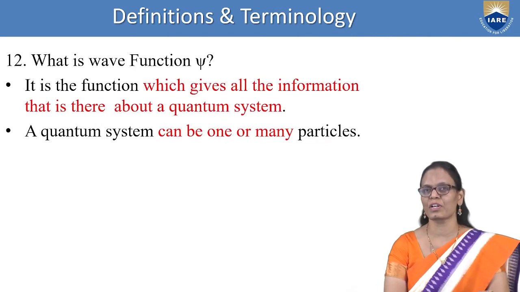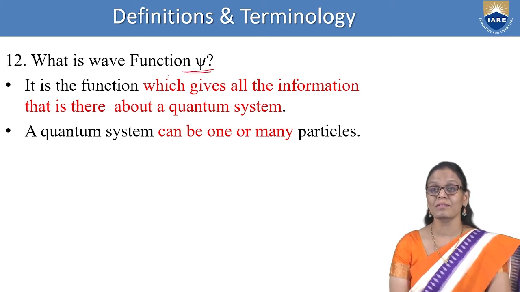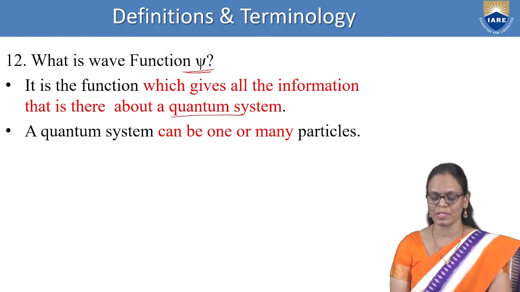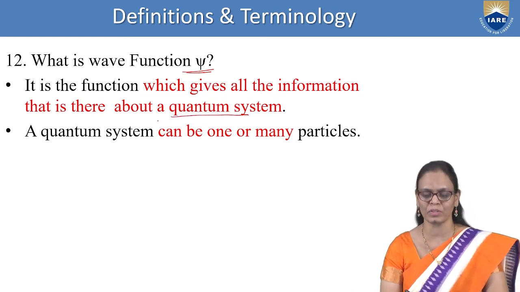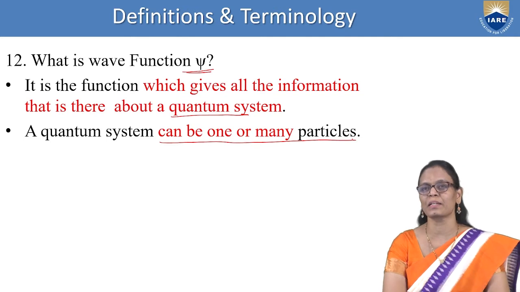Now what is a wave function? Wave function is denoted by psi. It gives information about the quantum system, all information about the quantum system. So a quantum system can be one or many particles.